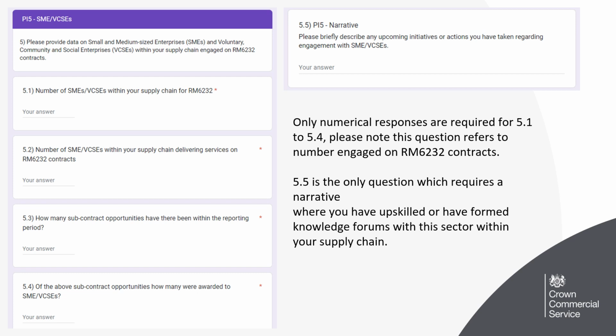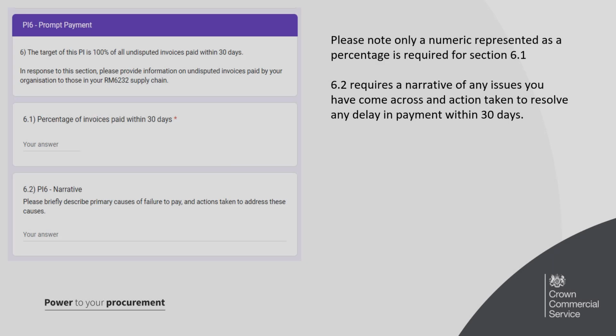5.5 is an opportunity for you to provide a narrative of any up-and-coming initiatives or actions you have taken regarding engagement with these sectors. We want to hear any good news stories where you are working closely with this sector to deliver great outcomes for our customers. Performance Indicator 6.1 is in relation to prompt payment and requires a percentage of undisputed invoices paid within 30 days by your organisation to your RM6232 supply chain. 6.2 requires a narrative of any issues you have come across and the action taken to resolve any delay in payment within the 30 days.